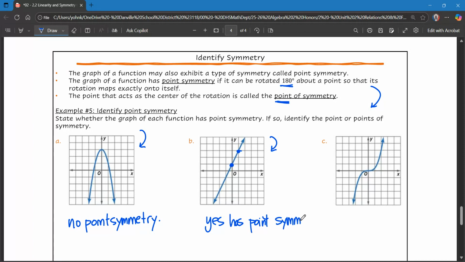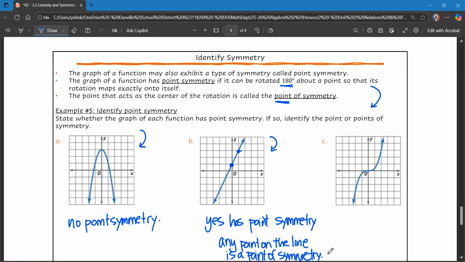And it wants me to name the point of symmetry, and there's actually an infinite number of points, and so we're going to say any point on the line is a point of symmetry. Now that doesn't always happen, but in this case it does.